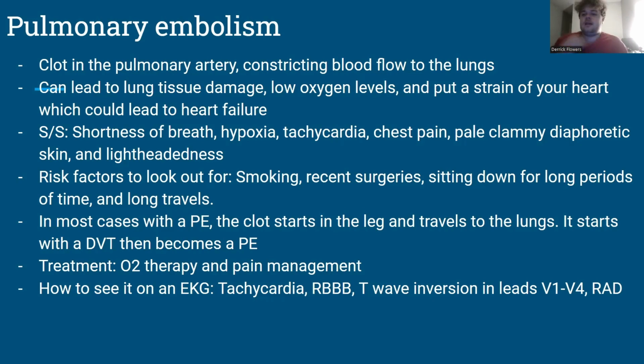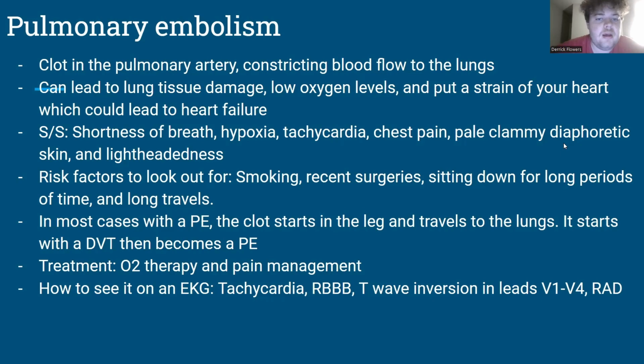They need a cath lab, they need to get that clot out. Now, how do we see this on an EKG? Because it's not directly a cardiac problem, but it does put a strain on the heart. How we see this on the EKG: tachycardia, right bundle branch block, and T wave inversion in V1 through V4. That is called right ventricular strain. And then RAD, right axis deviation.